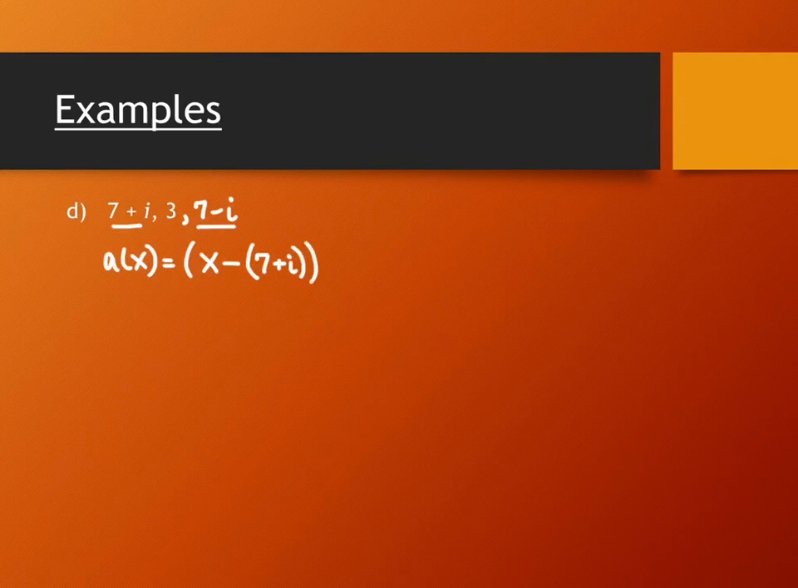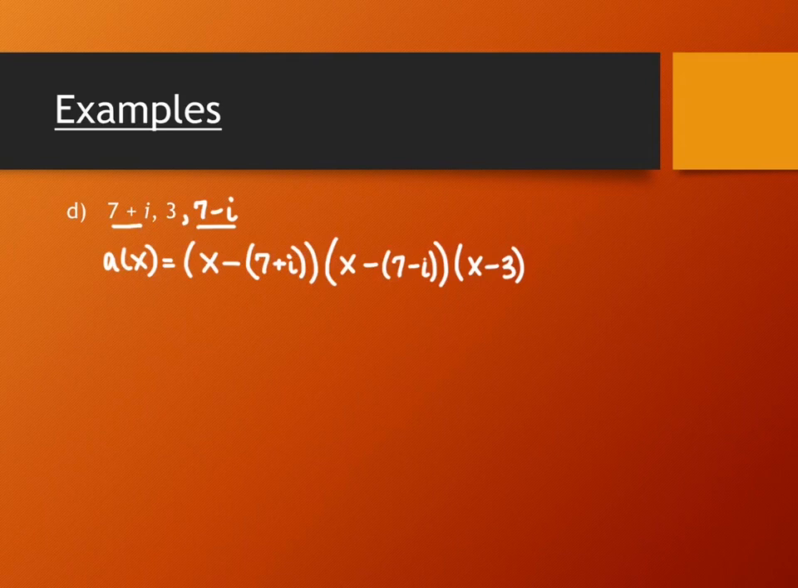We'll clean it up in a minute before we start multiplying. So if I'm going by that, what would the other one look like? The one at the end, the 7 minus i one. Right, x minus and then 7 minus i. And then what else do I need? x minus 3, right?